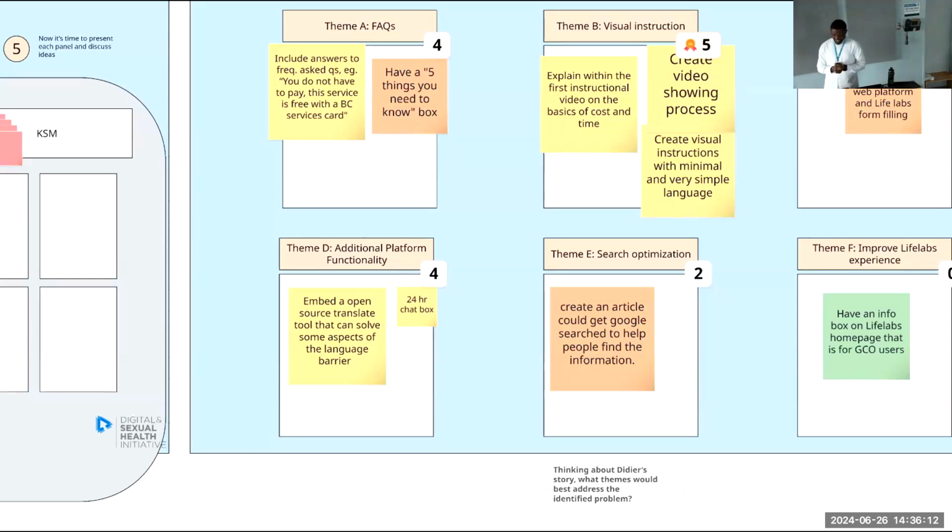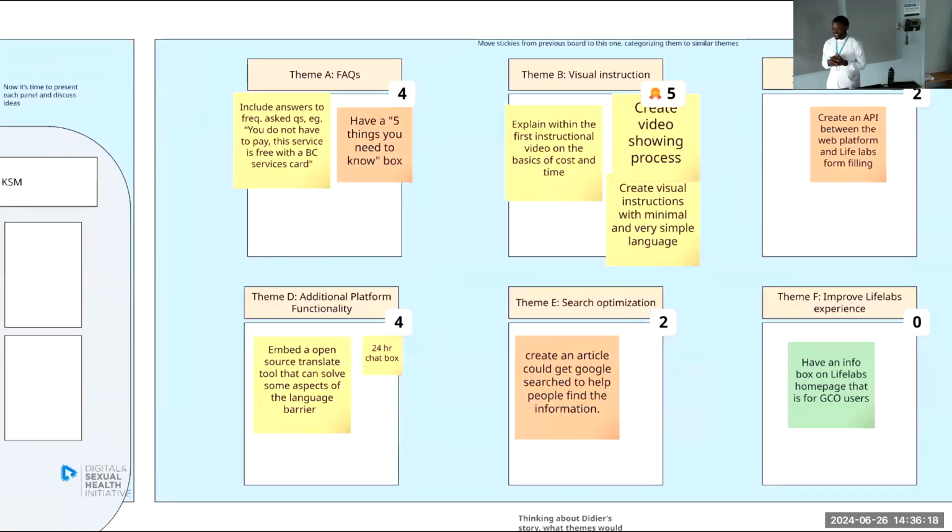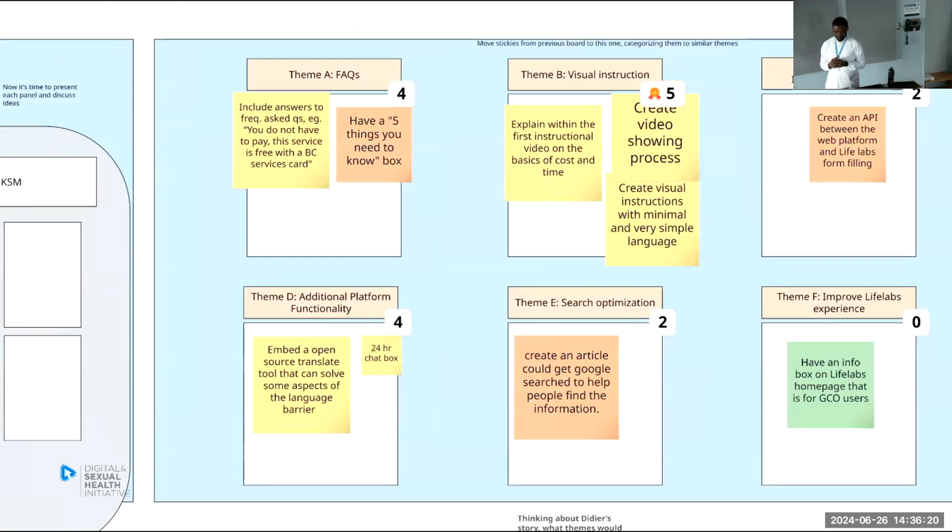But we voted online, I think, and the winner is visual instruction, so creating videos that are engaging. And then the next most voted option was FAQs, and finally, the chatbot solutions. Does anyone in the room have any additions? You can just tell us what you did in your group and what your priorities are.